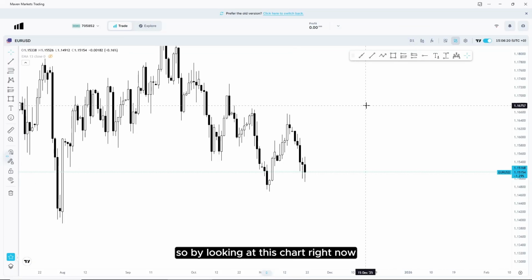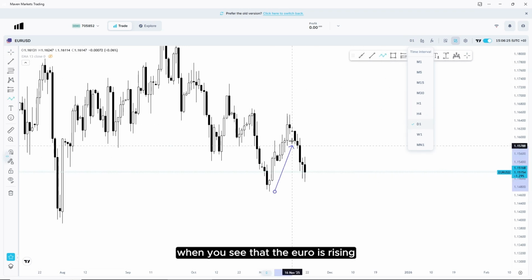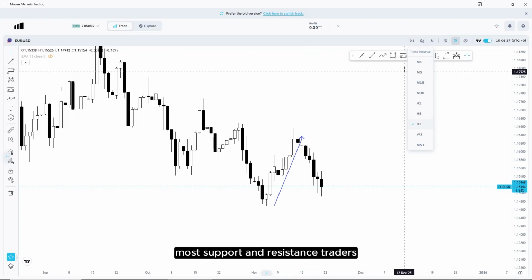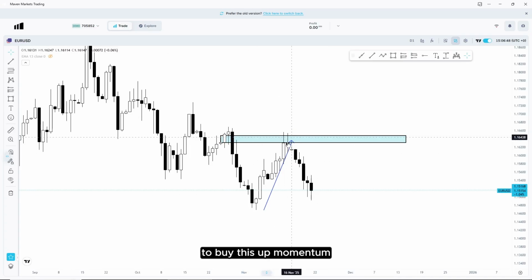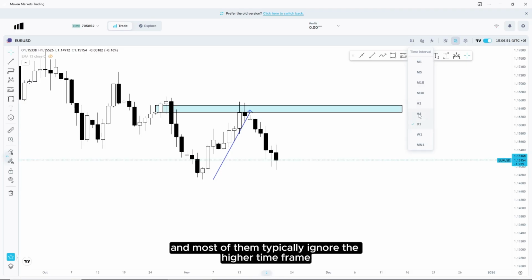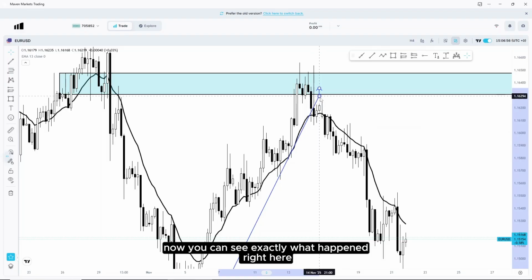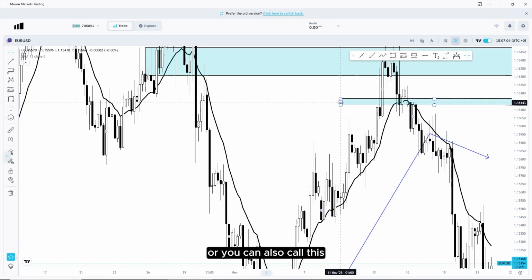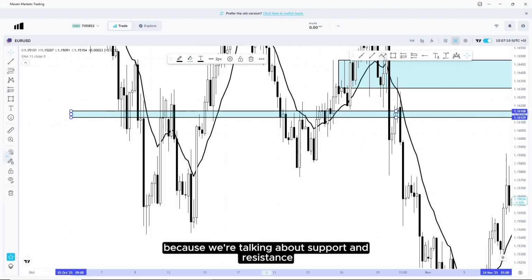So by looking at this chart right now, when you see that the euro is rising at this zone right here, most support and resistance traders will be looking to buy this up momentum, and most of them typically ignore the higher time frame. So that is the daily time frame. Now you can see exactly what happened right here when this price came back down to this EMA, or you can also call this a strong support and resistance level, because we're talking about support and resistance traders.